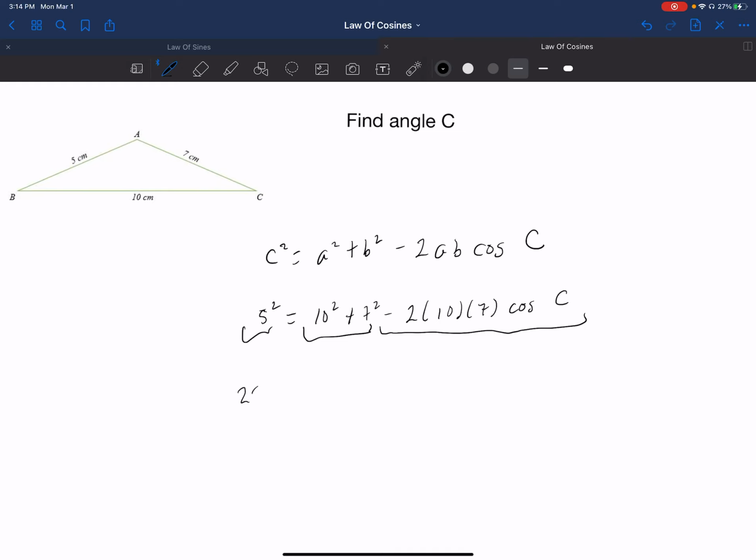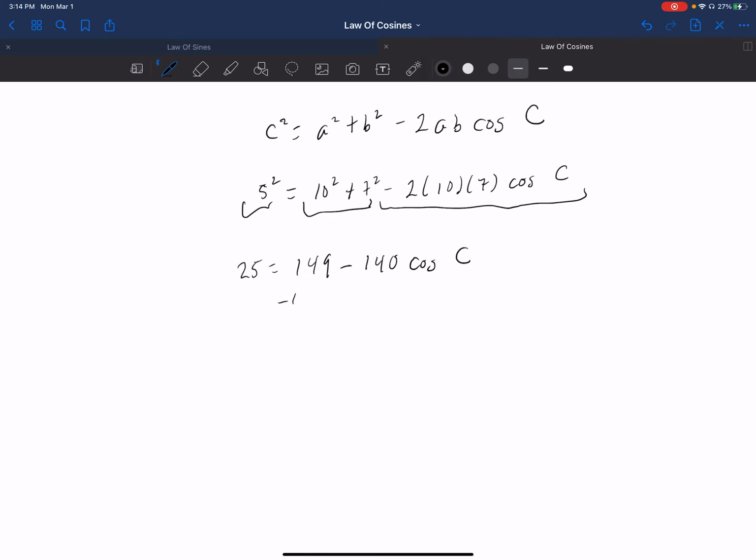5 squared is 25, and then 10 squared plus 7 squared will give me 149, minus 2 times 10 times 7 will give me negative 140 cosine of C. Like I said before, I'm going to subtract 149 from both sides, leaving me negative 124 equals negative 140 cosine of C. Divide both sides by negative 140.